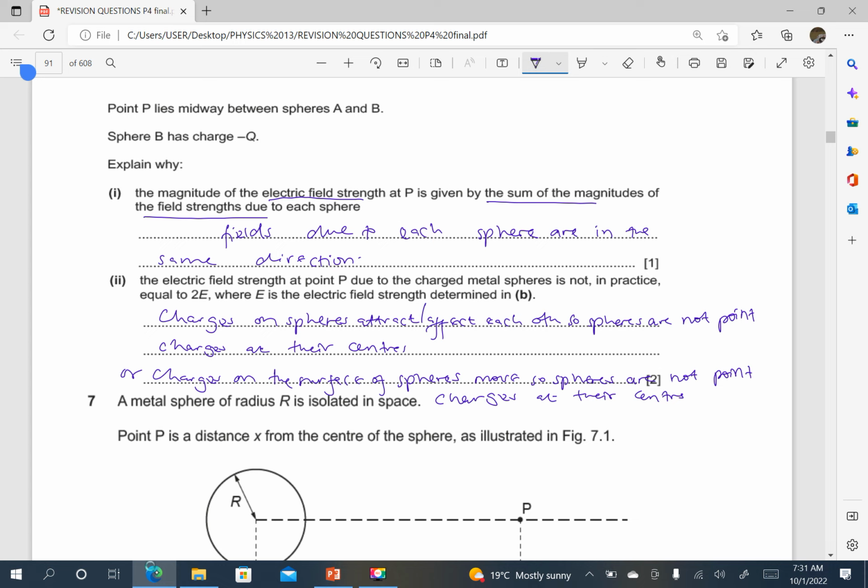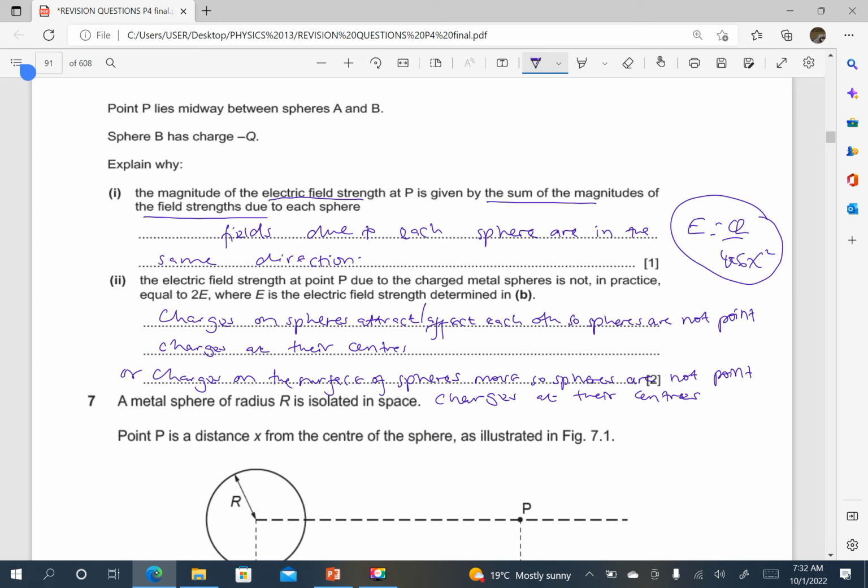So the spheres are not point charges at their centers. Because they are close enough, charges on the surface of each sphere would move due to the effect caused by the charges on the surface of the other sphere. So they are no longer point charges. So we cannot think of E being equal to Q over 4 pi epsilon naught x squared, or r squared, if the charges are not point charges.